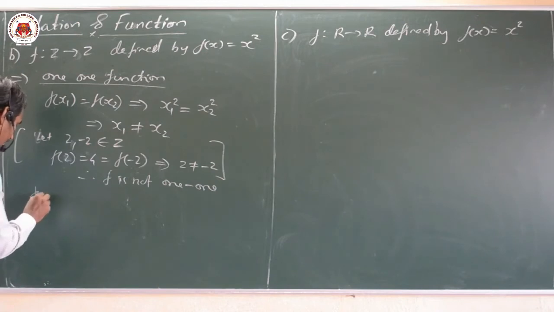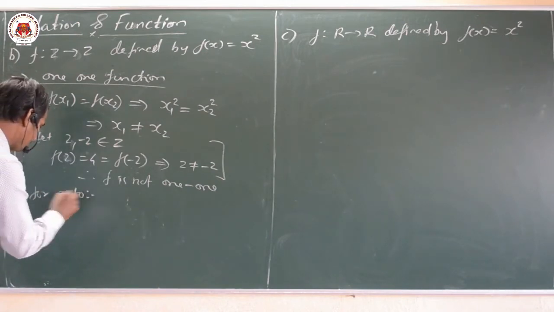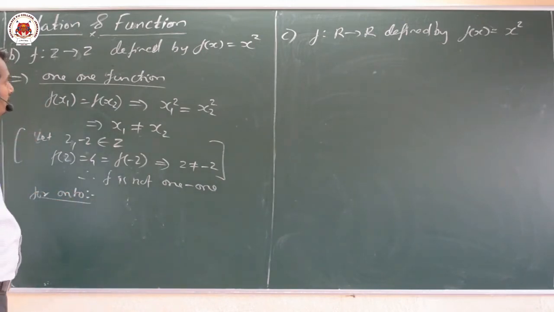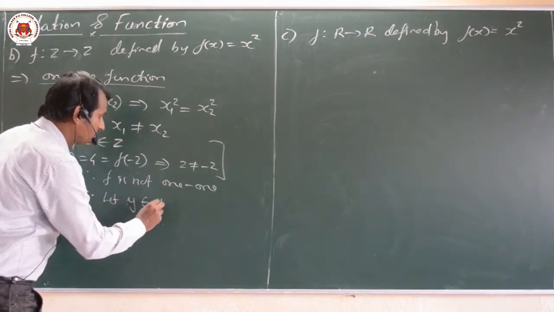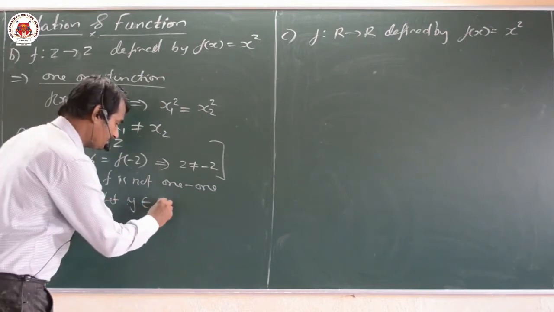Now for onto function. What is that onto function? Let us observe here. Let y belong to Z. Z is the codomain.